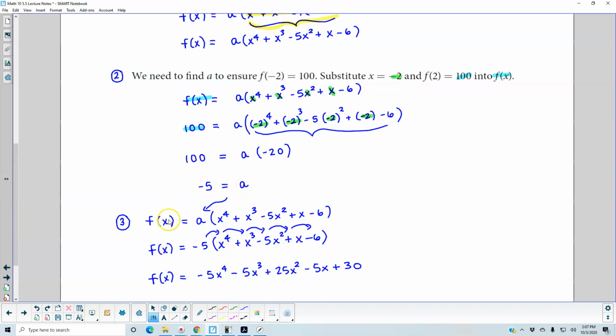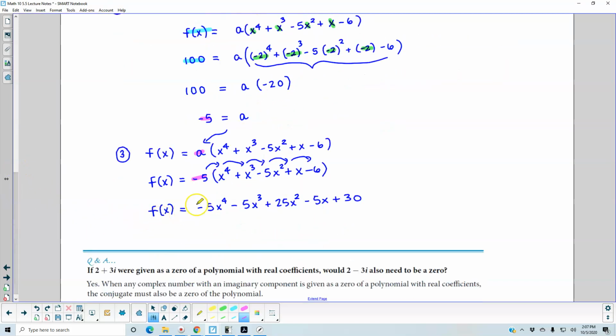Now step 3, we rewrite the function by replacing a with negative 5. So f of x is negative 5 times (x to the fourth plus x cubed minus 5x squared plus x minus 6). Then we distribute the negative 5 to all of those terms. So we get f of x equals negative 5x to the fourth minus 5x cubed plus 25x squared minus 5x plus 30.